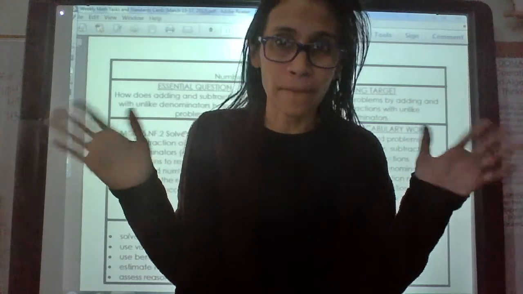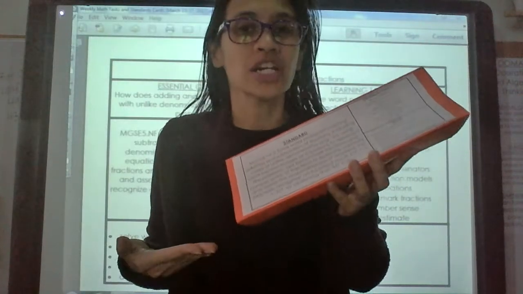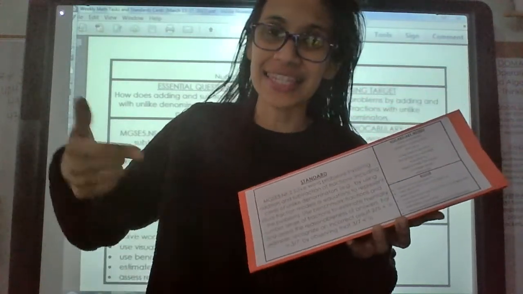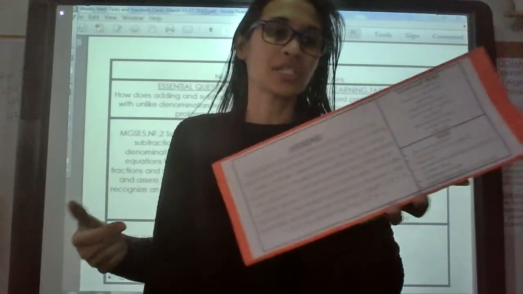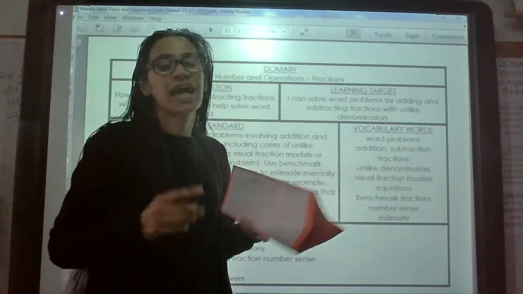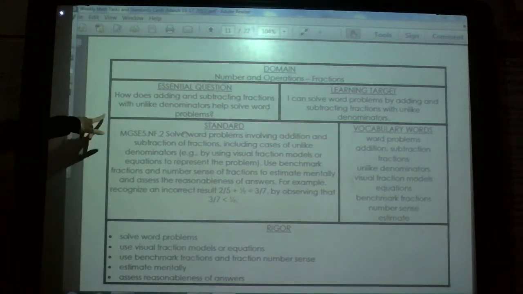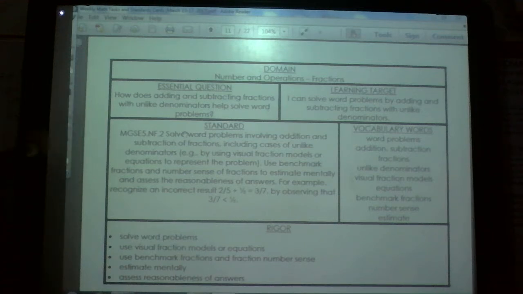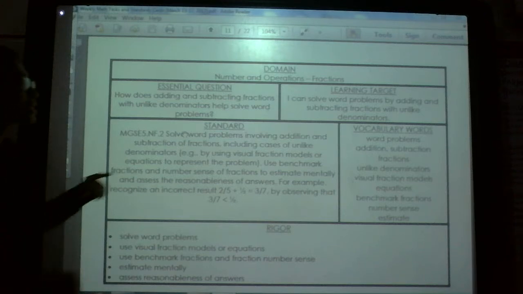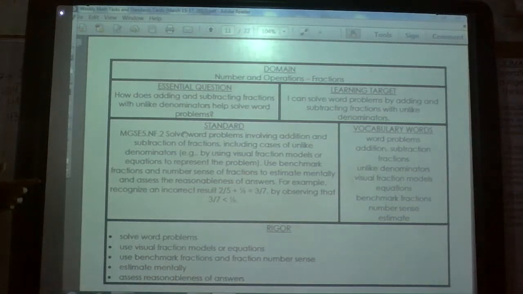This week, we are working on a bunch of different tasks. In this video, we are working on this one right here. So make sure this is the task, the standard that you are working on. What is the domain? You can read it with me, either up here or on your triangular prism or on your task card. It says number and operations fractions. Our essential question is, how does adding and subtracting fractions with unlike denominators help solve word problems? Our learning target is, I can solve word problems by adding and subtracting fractions with unlike denominators.